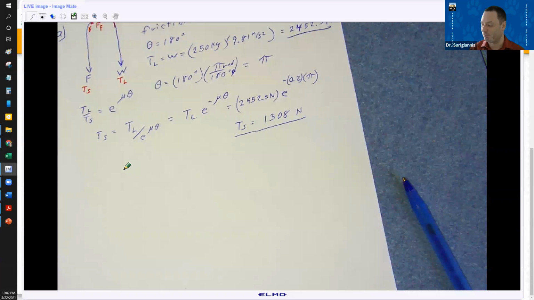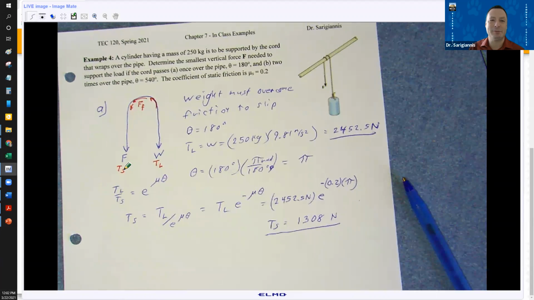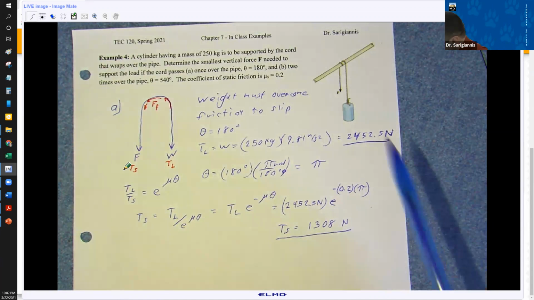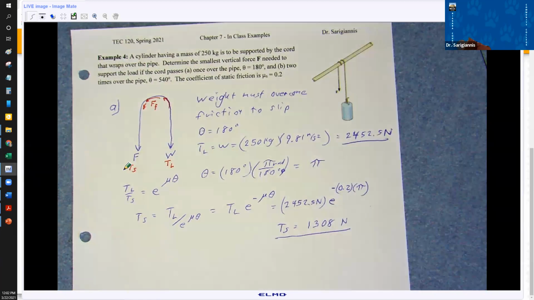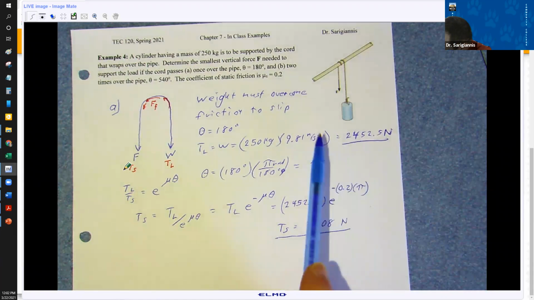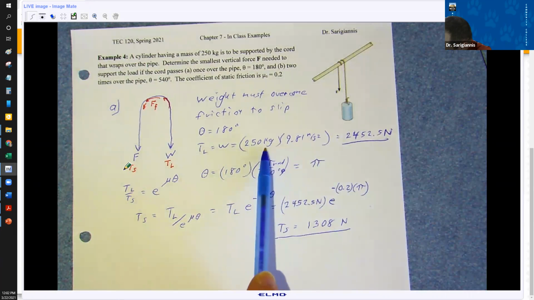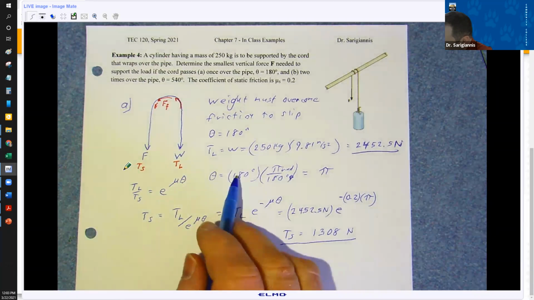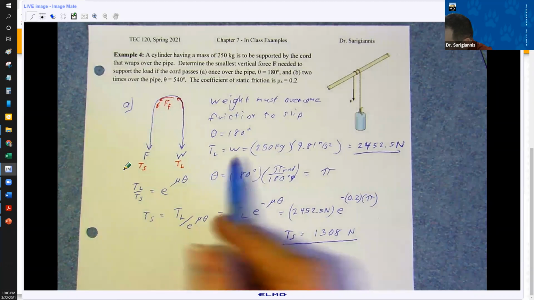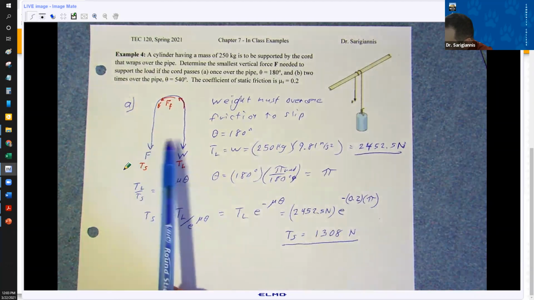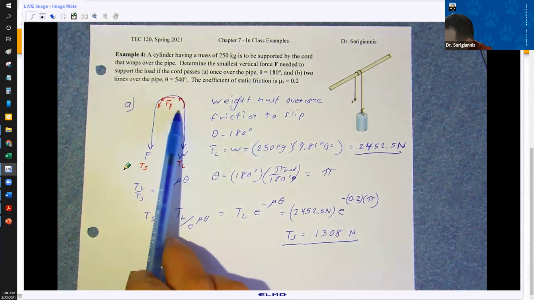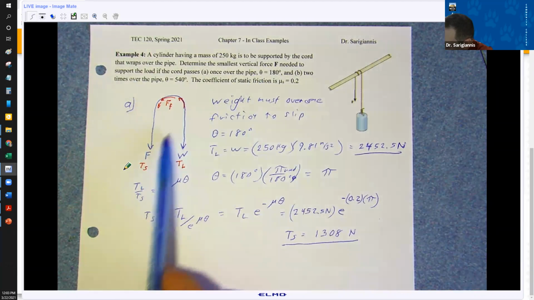There's my document camera. All right. So we had left off here. We had a cylinder with a mass of 250 kilograms, which, remember, you've got to convert for forces. A mass needs to be multiplied by the acceleration of gravity to get a force. So weight is mass times gravity, and weight is a force. So we looked at this and said, okay, this is wrapped around the pipe once. So it looks like this.